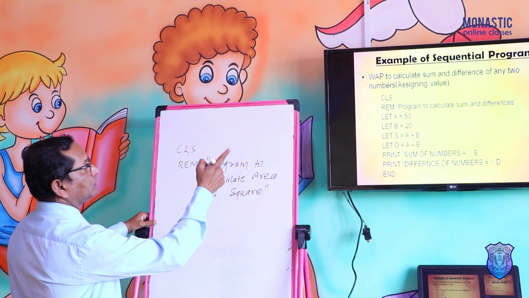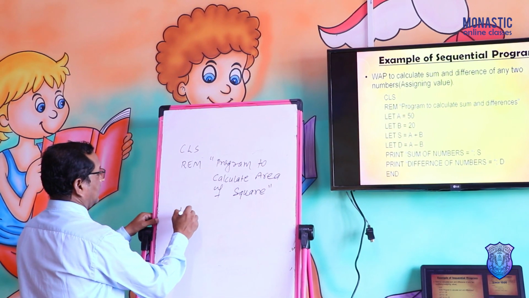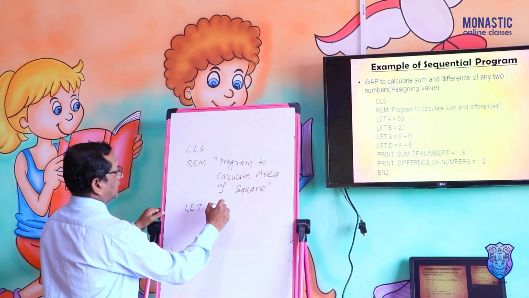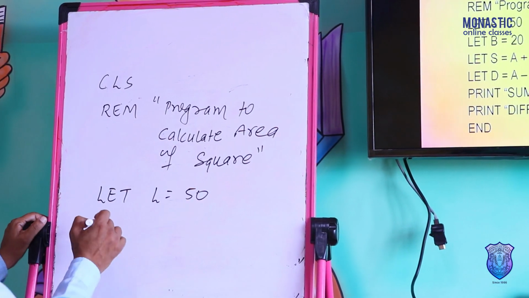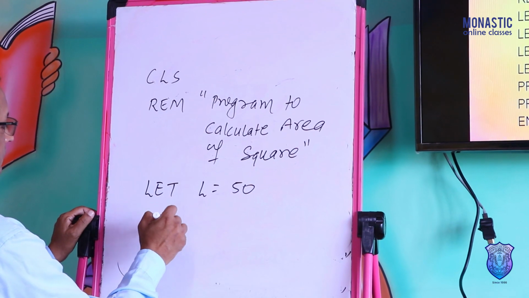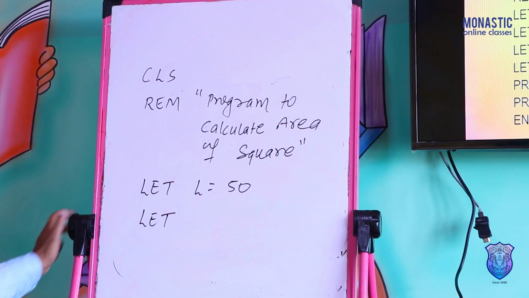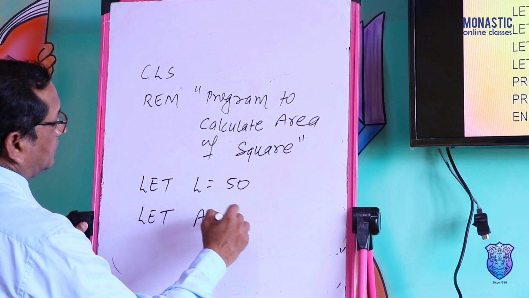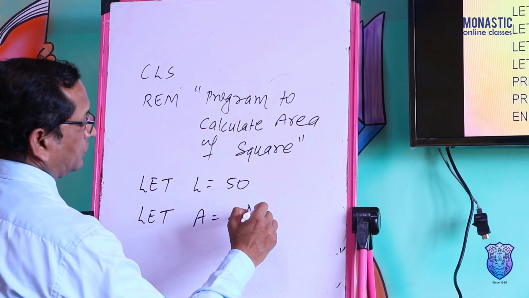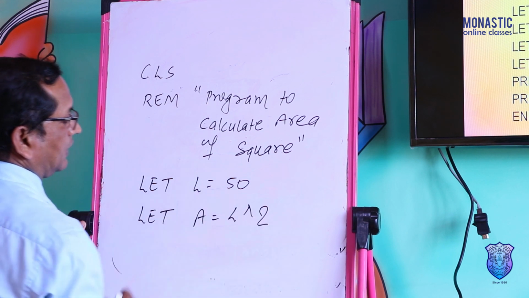Then assigning value, we have let L is equal to 50. Now processing. I told you in the beginning that let is an optional statement. So A is equal to L into L, otherwise L carry 2.